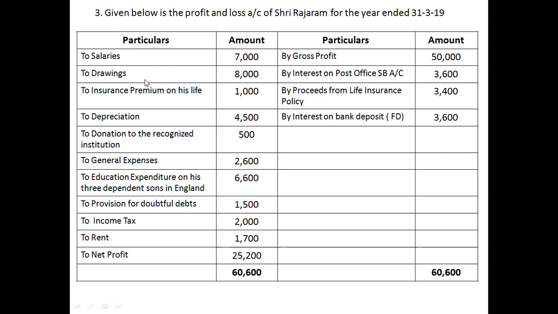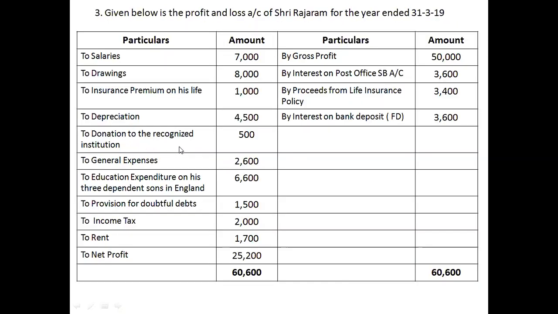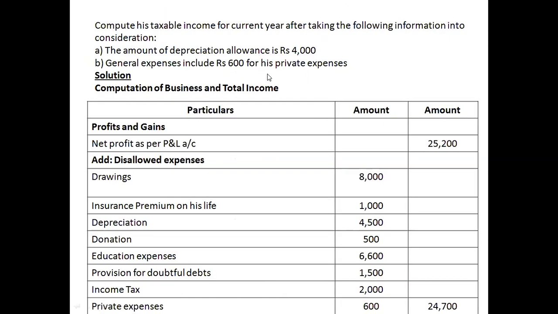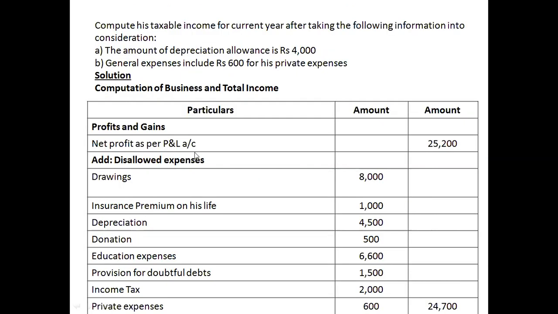When I say disallowed expenses, drawings are disallowed. Then insurance premium on his life is disallowed. Depreciation is disallowed because an adjustment has been given about the amount of depreciation. Then donation to a recognized institution, and general expenses. In case an adjustment has been given for general expenses, then that 600 rupees will be considered inadmissible. Then we have educational expenses, provisions for doubtful debts, income tax, and the adjustment of private expenses which have been included. So we have to add all your disallowed expenses.